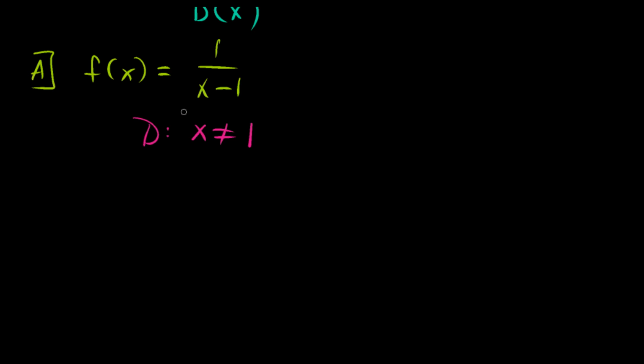Another way to do this is to ask, what makes x minus 1 equal to 0? Whatever this answer is going to be the thing that x cannot be. So if I were to add 1 to both sides, it's indicating that when x is 1, the denominator will be 0. So whatever the solution to this is going to be what x cannot equal.